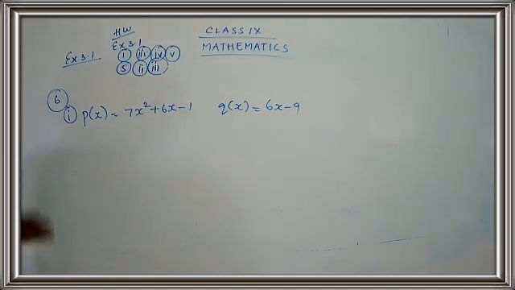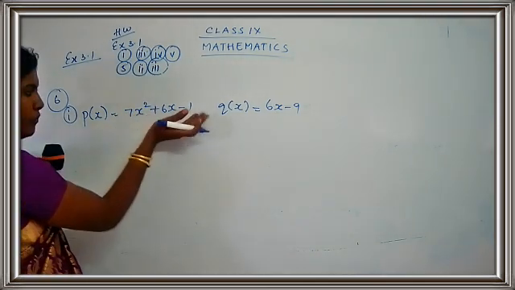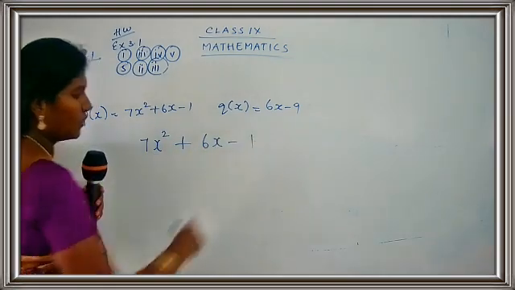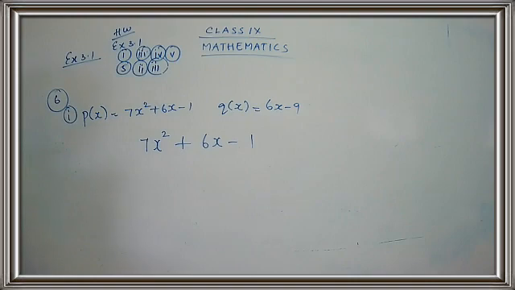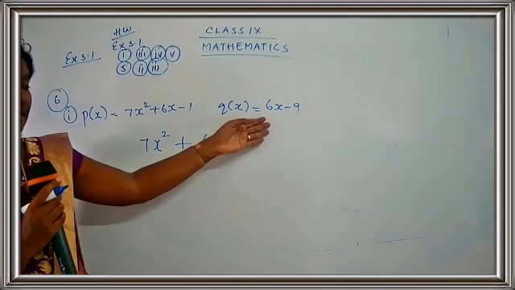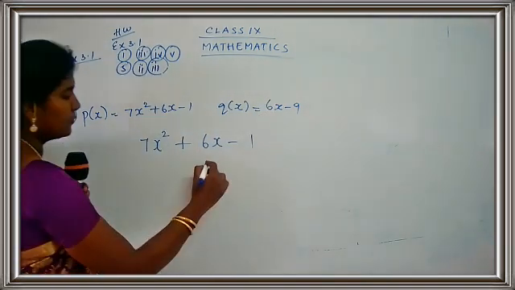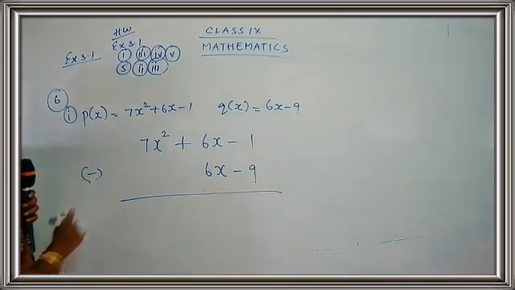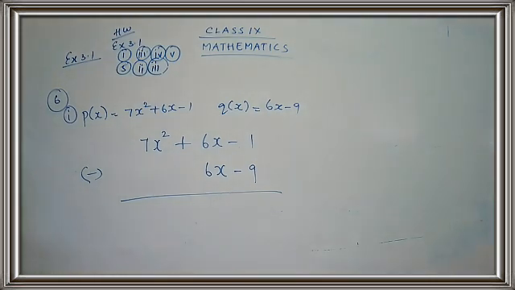So here the thing is subtract the second from the first. You have to write down the first polynomial first, so 7x square plus 6x minus 1. This is the first polynomial. Now the second polynomial is 6x minus 9. Very simple. Just put here 6x minus 9. The main sign is minus. Write the order of the terms properly.